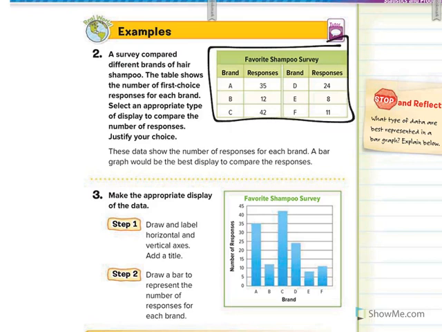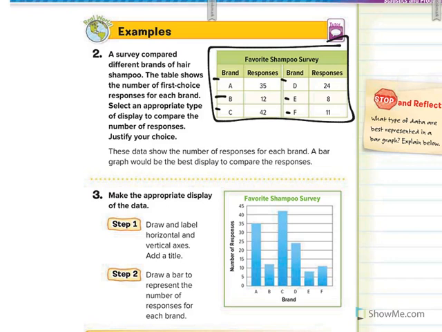I have a clear set of categories. So I've got brand A, B, C, D, E, and F, and then the number of responses that said that they were their first choice. So since I can see that these have clear categories for each brand, I would say that a bar graph would be best to display these data and be able to compare them.